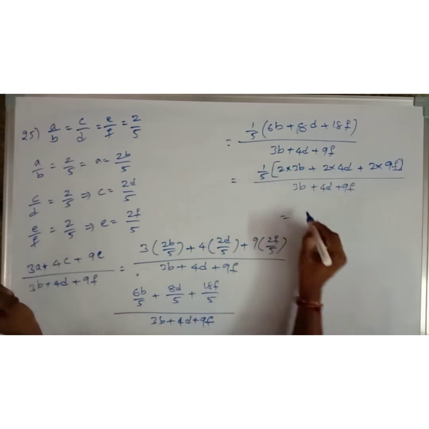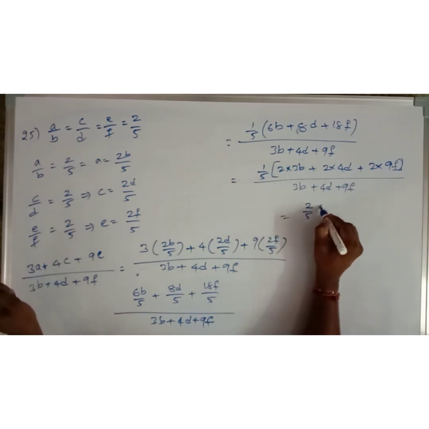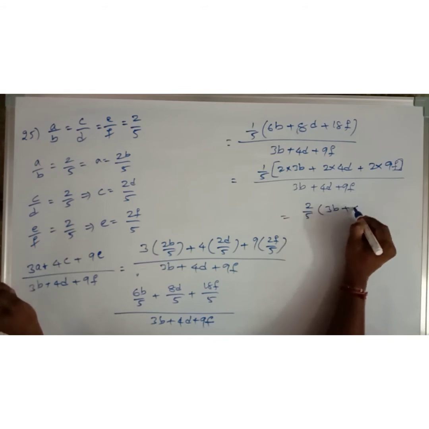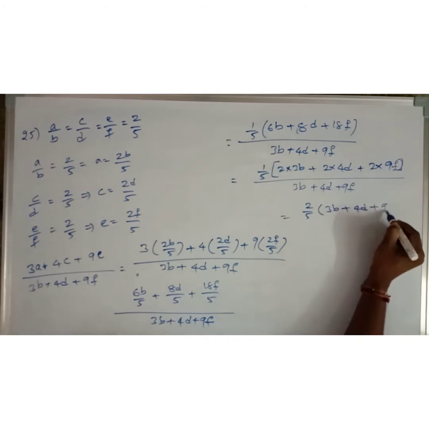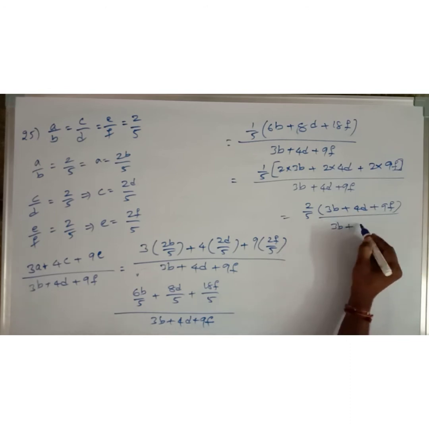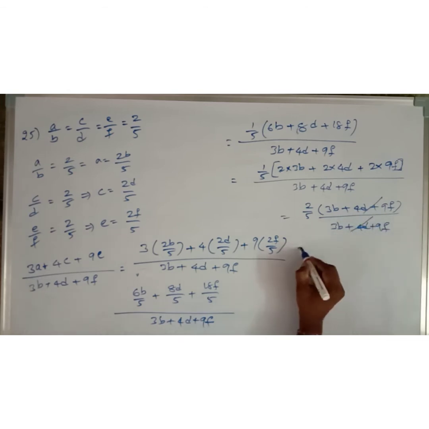That's equal to, so in this total 2 common, that is 2 by 5 into 3b plus 4d plus 9f by 3b plus 4d plus 9f. So numerator and denominator will be cancelled. That's equal to 2 by 5. The answer is 2 by 5.